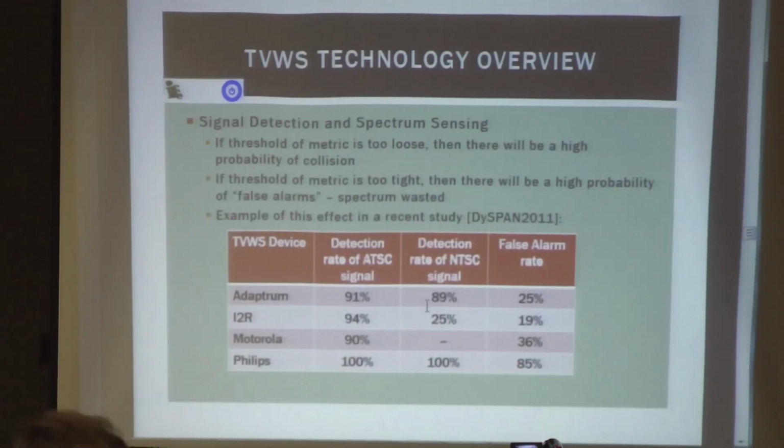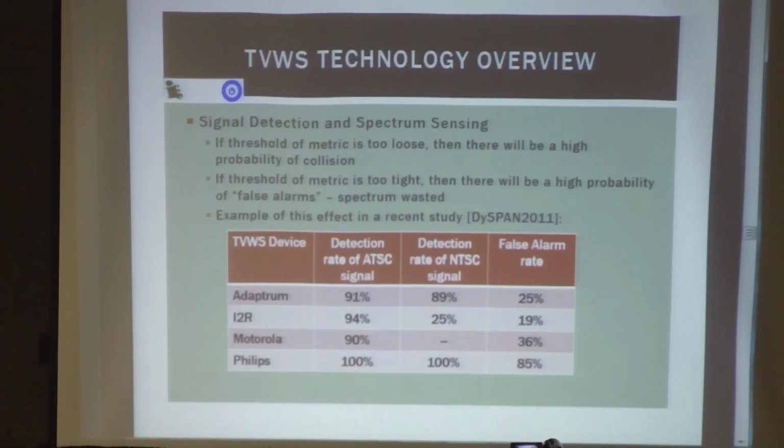Now, just to give you an appreciation of how difficult this is, there are different thresholds that you have to use to determine whether there's actually a signal there or not, and where you adjust the threshold gives you different levels of performance. This is a recent study done on recent TVWS-enabled devices from different manufacturers. This is the detection rate of an ATSC signal, which is a digital TV signal, and an NTSC signal, which is an analog signal, and the false alarm rate.